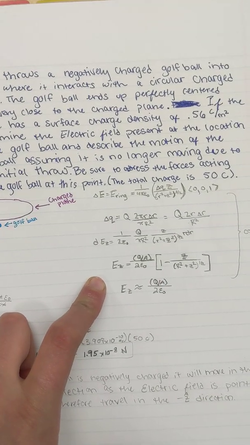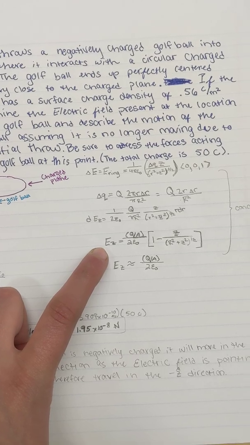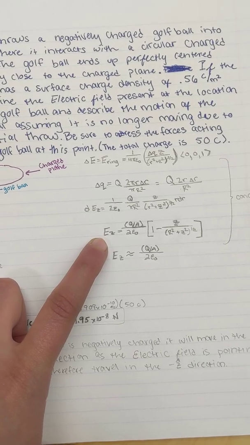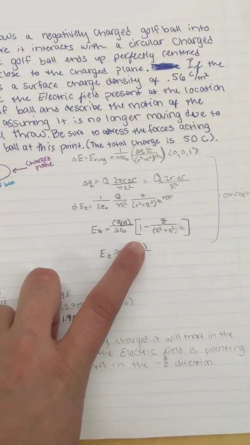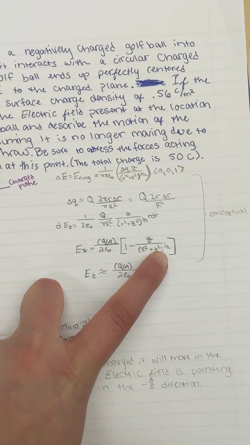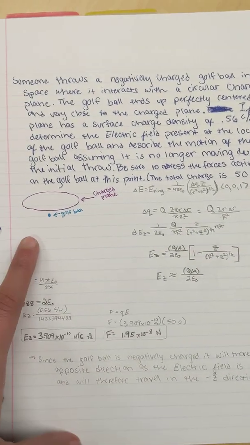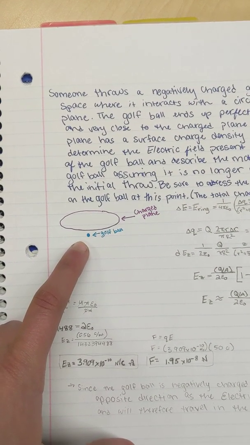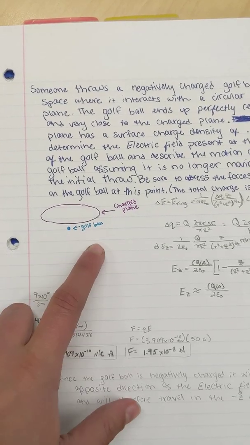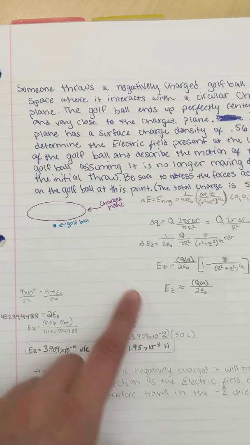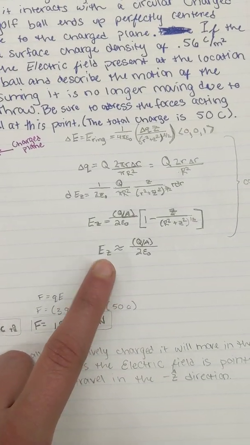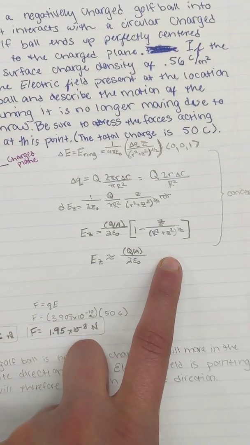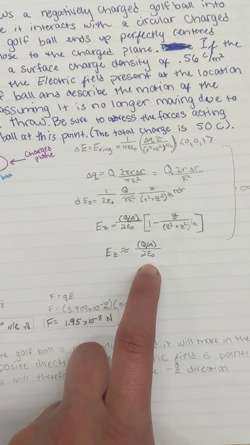Then we take the integral of that and we find that E, the electric field in the z direction, is equal to Q over A over 2 epsilon naught times 1 minus z over (r squared plus z squared) to the 1/2. And then using the approximation, we remember that the golf ball is very close to the charged plane and far from the edges, so these contributions don't matter. So the electric field is essentially constant in this area. So we use that approximation to say that the electric field in the z direction is approximately equal to Q over A, which is the charge density, over 2 epsilon naught.